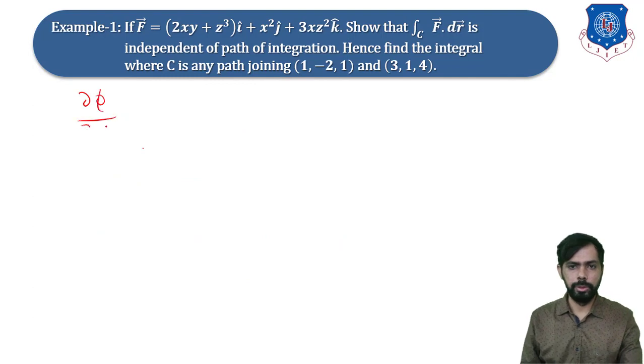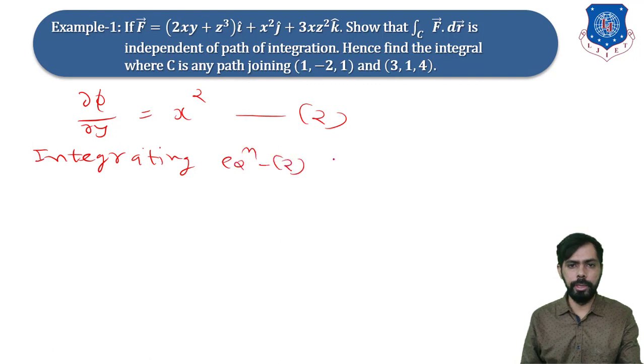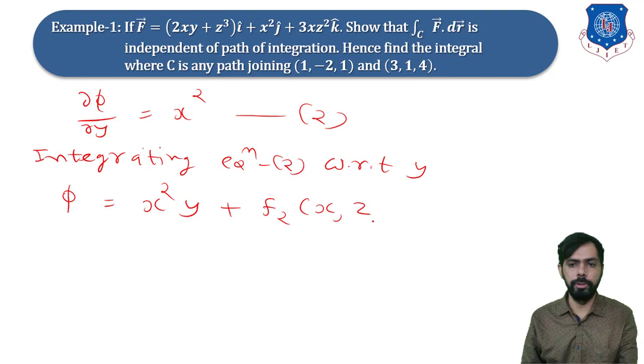So here del phi by del y is x square, and suppose this is equation number 2. Now integrating equation number 2 with respect to y, the integration of del phi by del y will be phi, and the integration of x square will be x square y, because here x square will be constant and the integration of 1 dy will be y, plus a constant, that is some function of x and z, because x and z are constants.